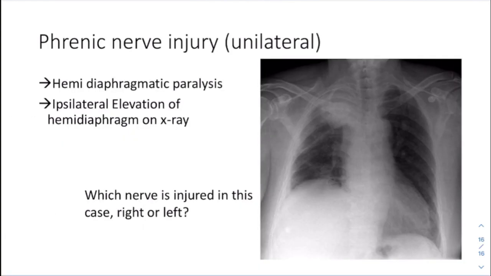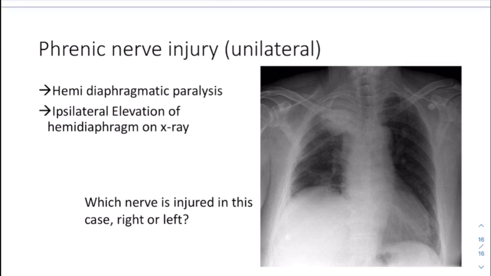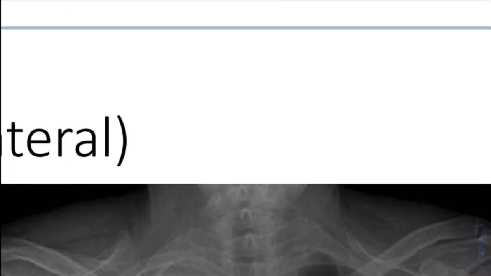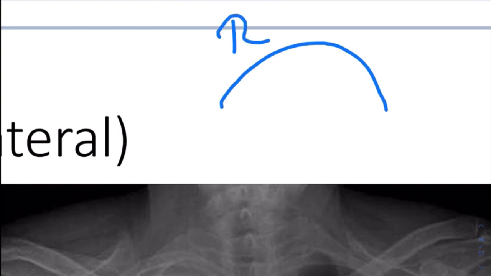Let's talk about phrenic nerve injury, but before we do, let's talk about how the diaphragm normally functions. So let's say here you have the diaphragm. This would be the right hemidiaphragm, and this would be the left hemidiaphragm. So the right hemidiaphragm is innervated by the right phrenic nerve, and the left hemidiaphragm is innervated by the left phrenic nerve. So whenever you inspire, the diaphragm goes down. It allows your lungs to expand and fill with air.